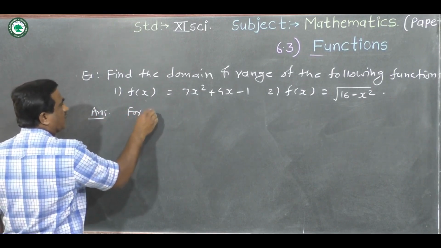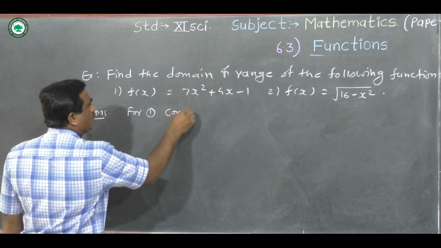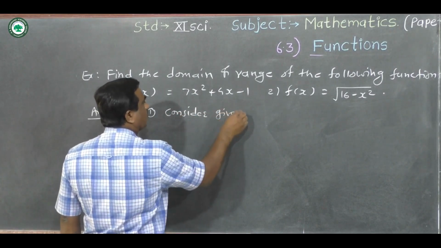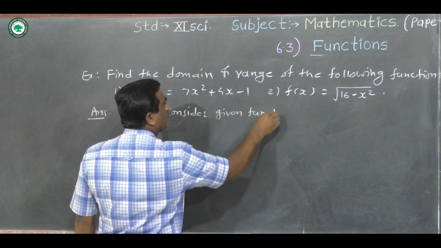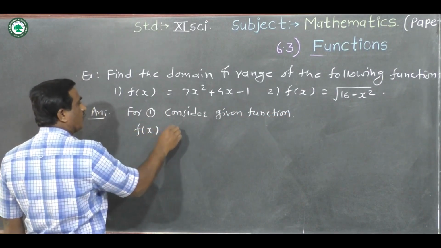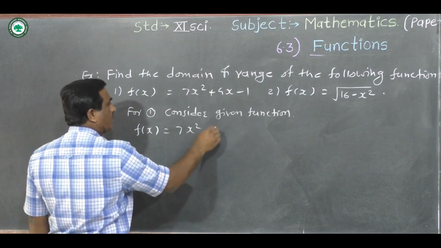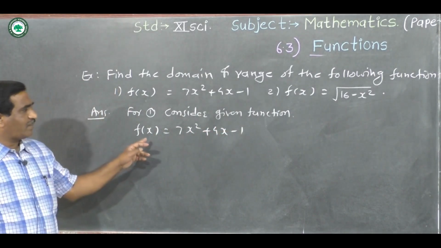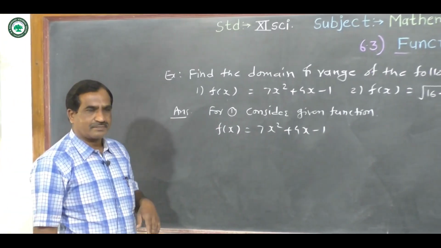For first, consider the given function, which is f of x equal to 7x square plus 4x minus 1. Now this function f of x is defined for all x.